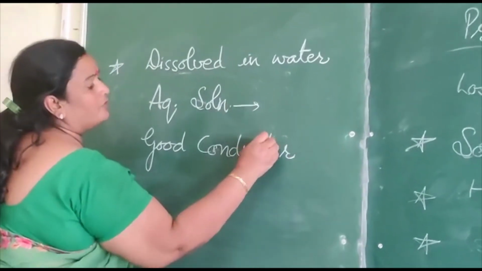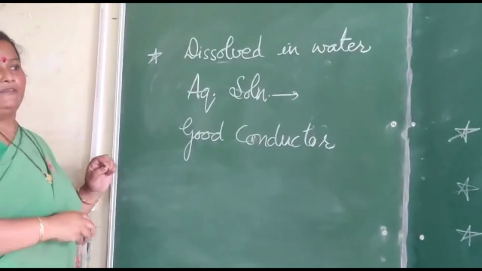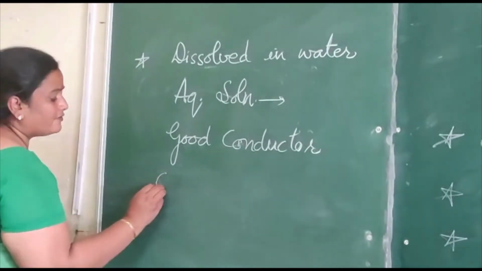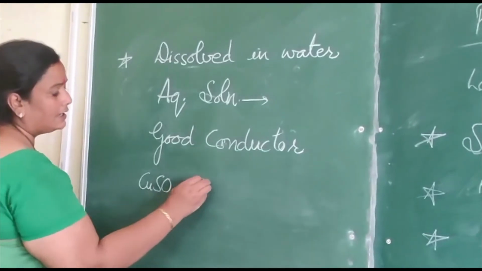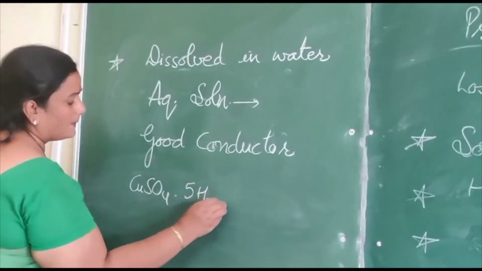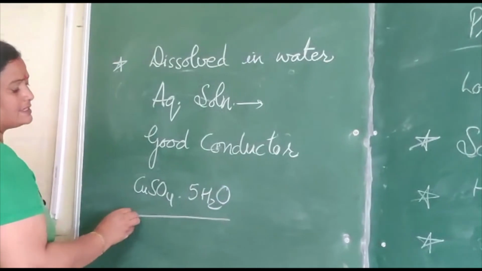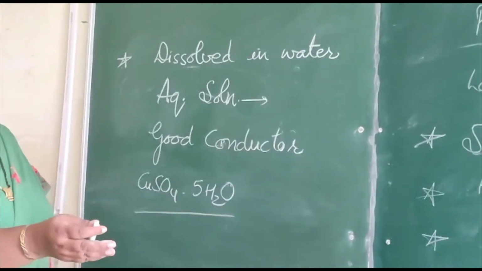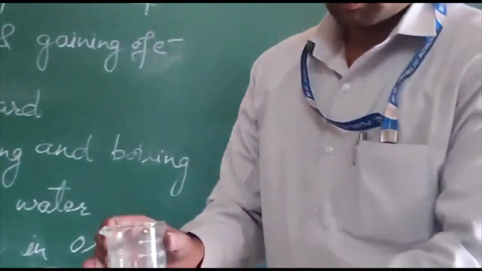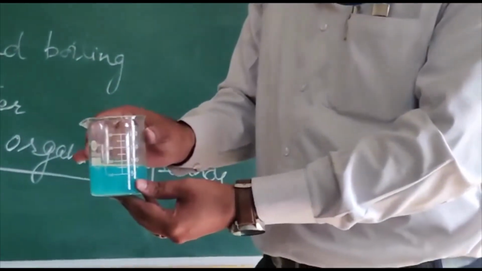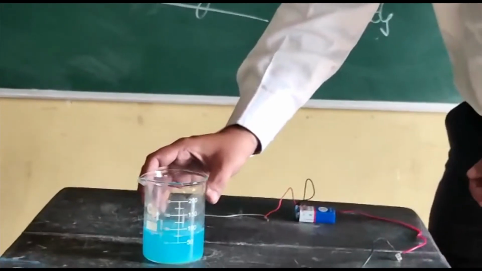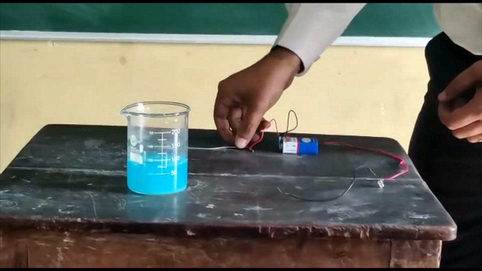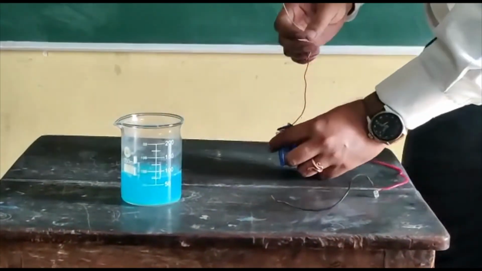How can we prove it? Now let's go for an activity. Take copper sulfate solution. We are taking copper sulfate crystals, CuSO4·5H2O, and dissolving them in water. It forms the aqueous solution of copper sulfate. Now we want to prove that the solution is a good conductor.